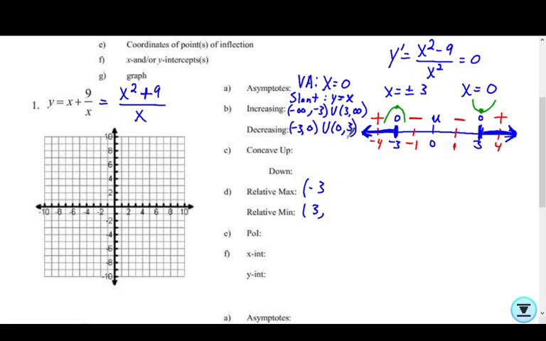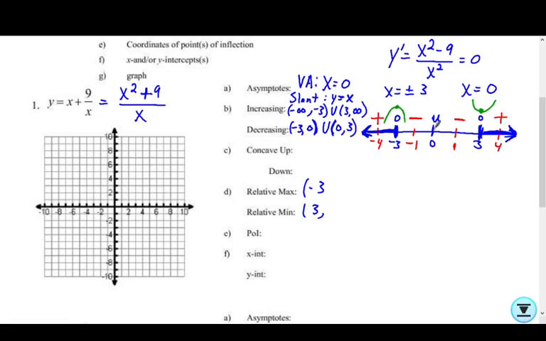Now, you cannot say that it is decreasing at 0. That's why we cannot use brackets, because it's undefined here. So we can't include it. Same thing for negative 3 and 3. 0 doesn't have a positive or negative to it, so you can't include those.